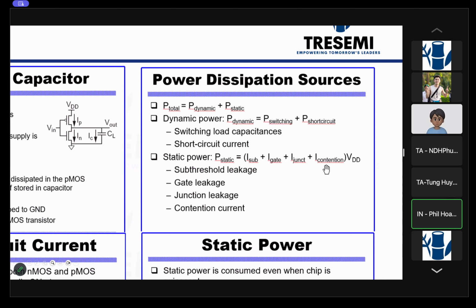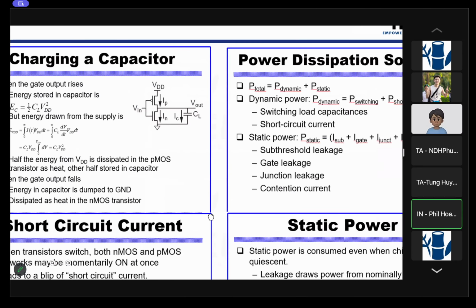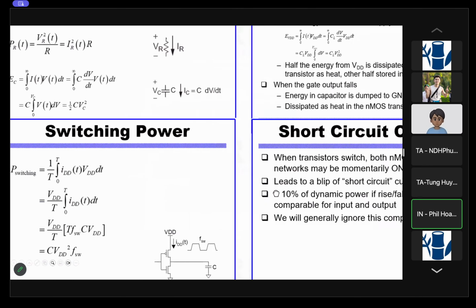And there's something called contention, meaning that if you have two gates driving one load and they are fighting, there are overlaps of signals that create some contention that will consume some power too. So those are added up into static power. Just some review.